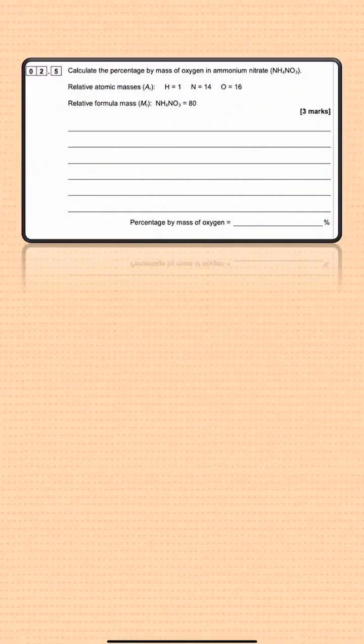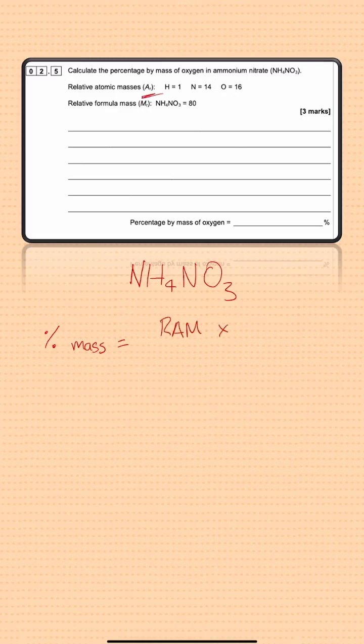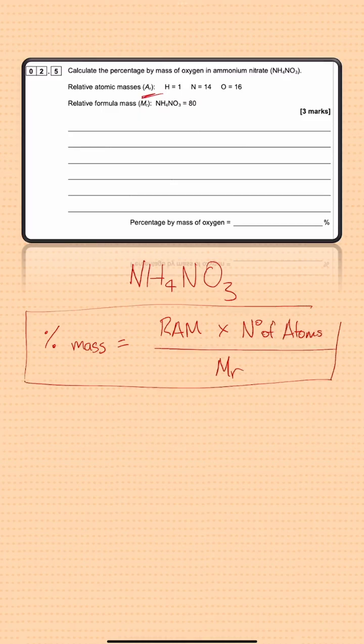So here we've got an actual exam question. This is asking for the percentage by mass of oxygen in ammonium nitrate. Ammonium nitrate, let me write that a bit bigger. NH4NO3. Percentage by mass of oxygen. So remember what the equation was. Percentage mass equal to the relative atomic mass, so that's the AR here, times by the number of atoms of that element divided by the total MR of the whole compound.